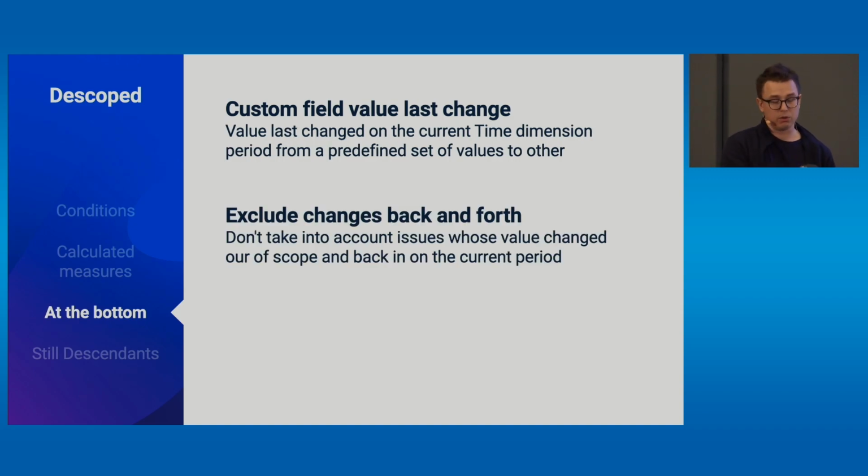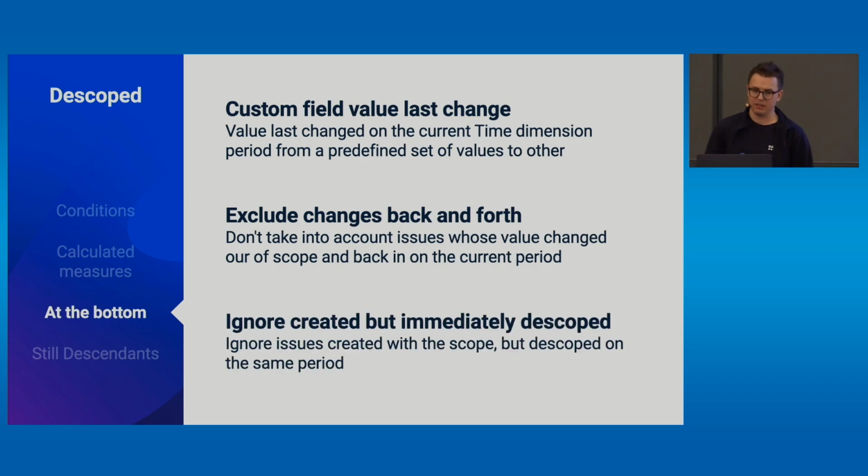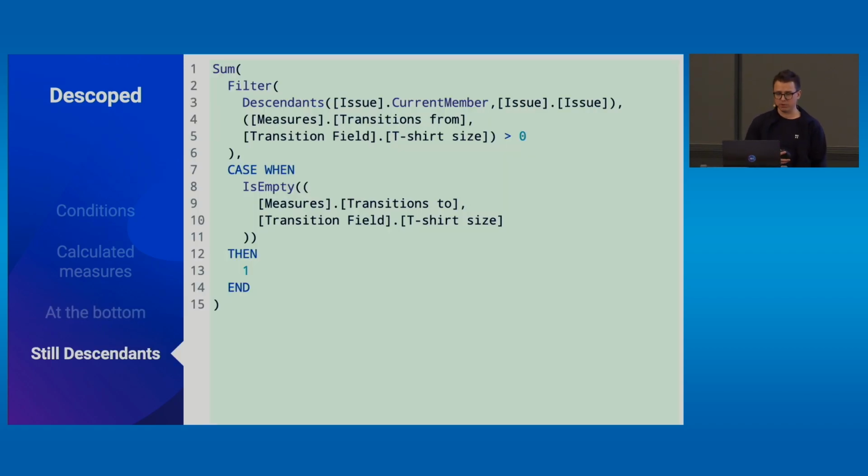The calculation had to exclude issues that had a change out of the scope and back in on the same day, and issues that were created with the scope values, but were changed out to a different one on the same creation day. So a wide variety of requirements. After some back and forth, we came up with a single calculated measure, but not this one. Embarrassingly, when preparing for this talk, I noticed inconsistencies. So yeah, I came up with an even shorter version.